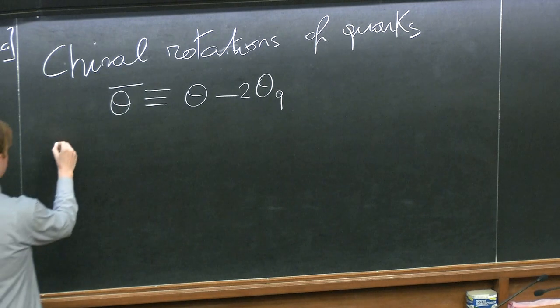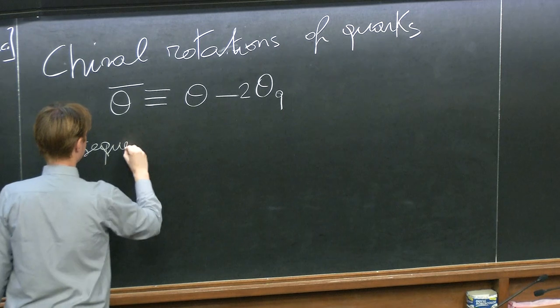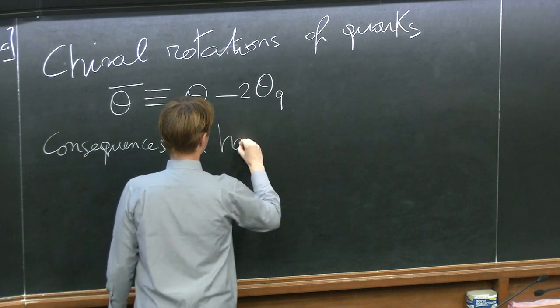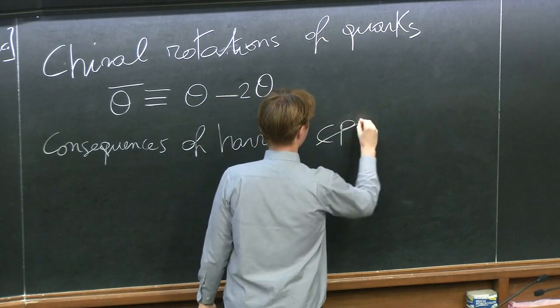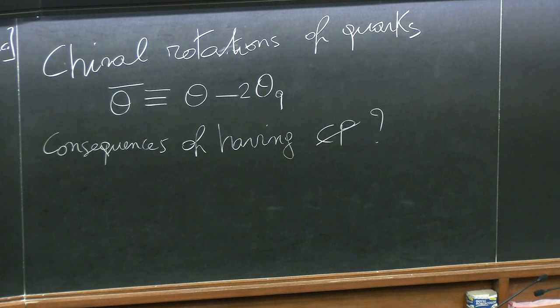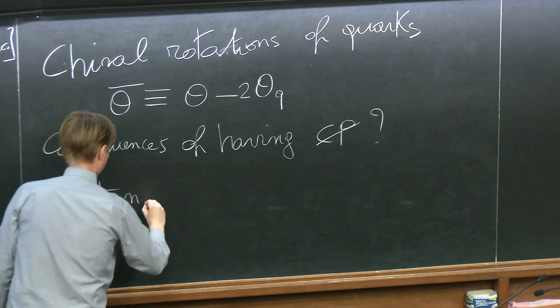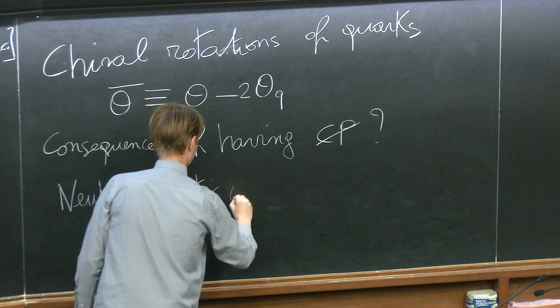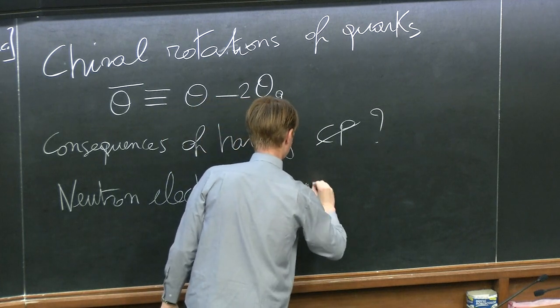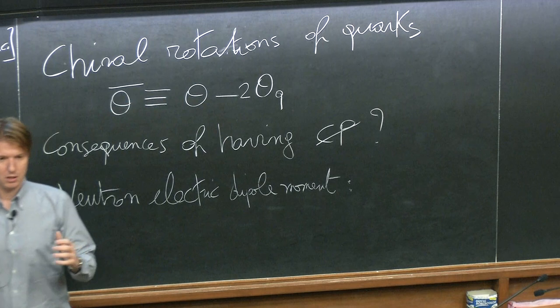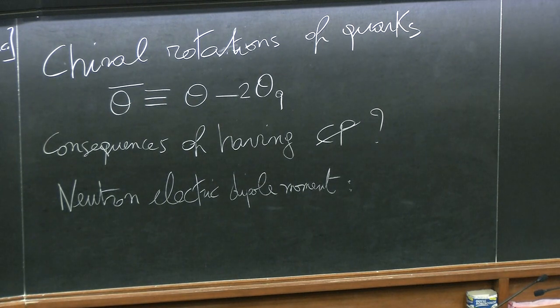So what are the consequences of having these two new operators? Or in other words, consequences of introducing CP violation in the theory of strong interactions. It can just be there. These are renormalizable operators. There is no reason why we should not write them down. The consequence is that you induce a neutron electric dipole moment. An electric dipole moment for a particle like the neutron would violate CP, because the interaction is D, the dipole moment, times E, the electric field.